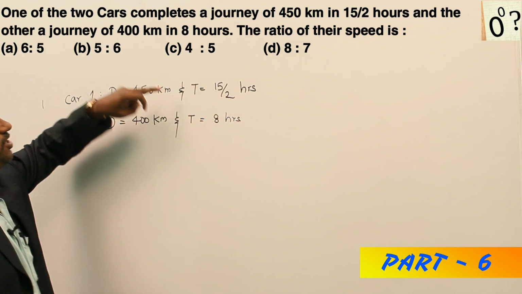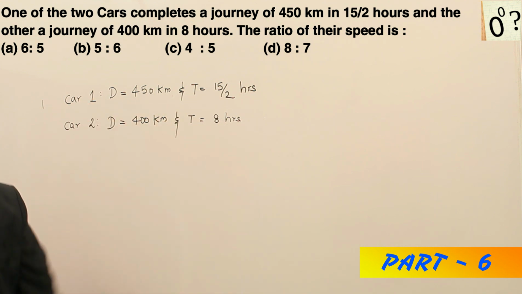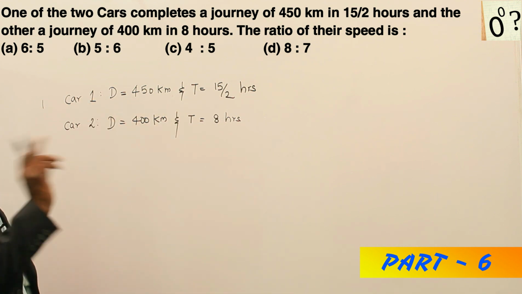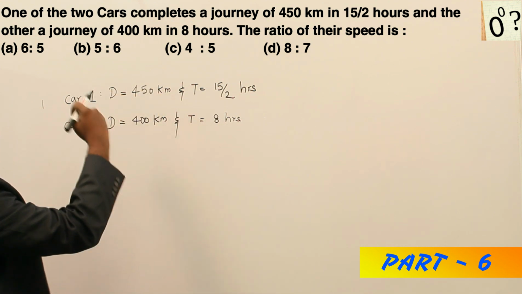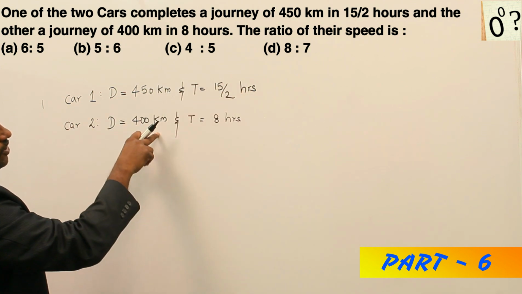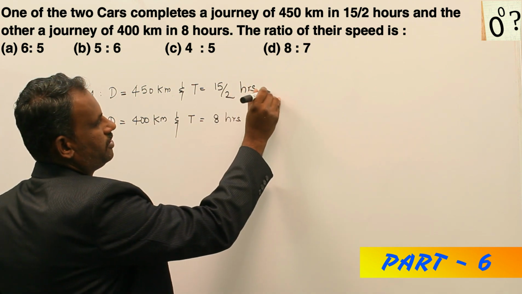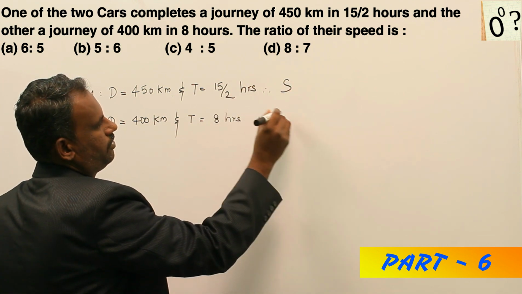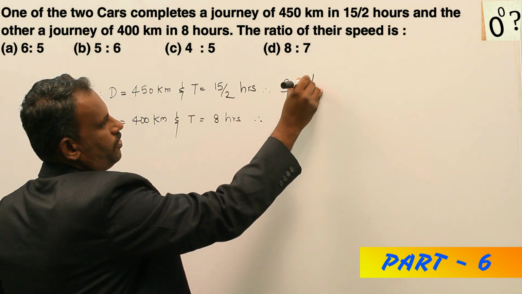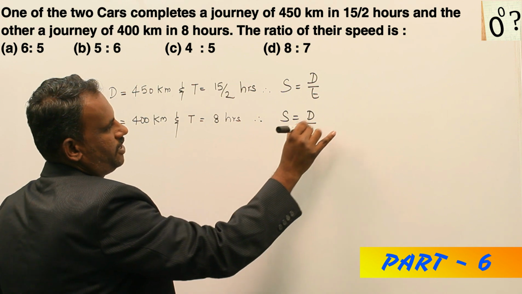If there is any change in the units of the two cars, we have to convert to a single unit for either this car or that car. Here, car 1 is in kilometers and hours, and car 2 is also in kilometers and hours. What do they ask? Speed. Here it is distance divided by time.